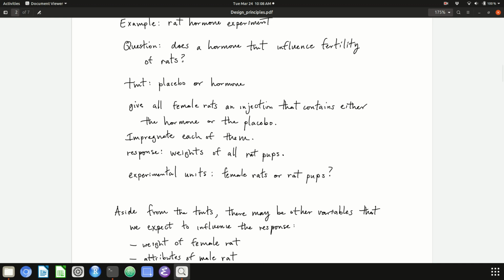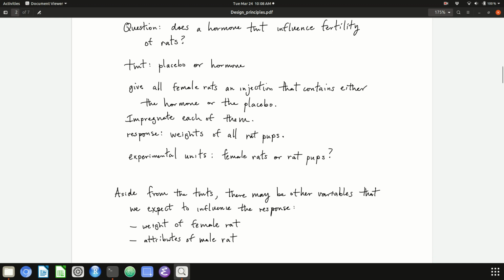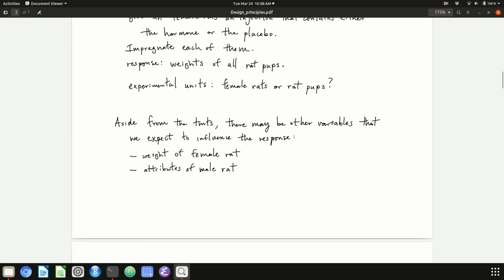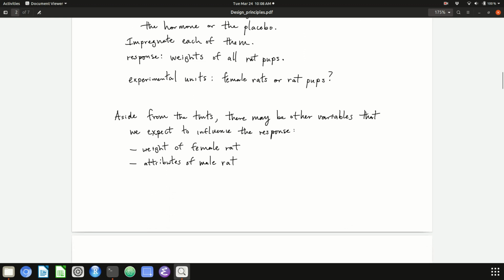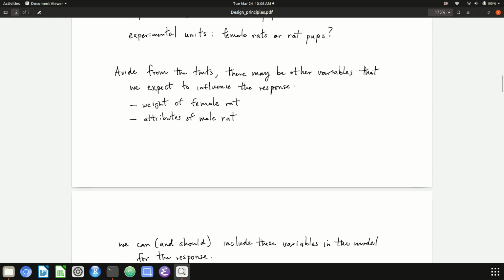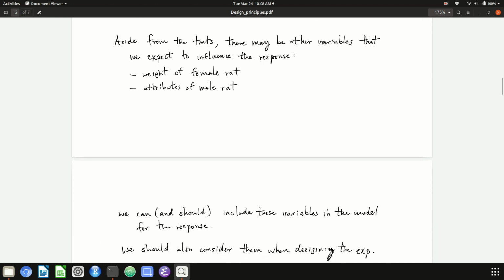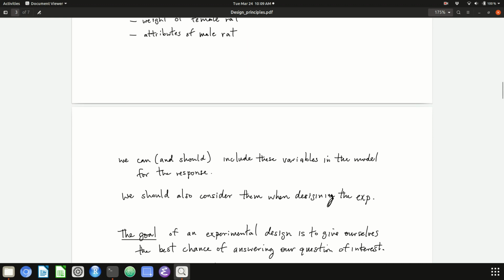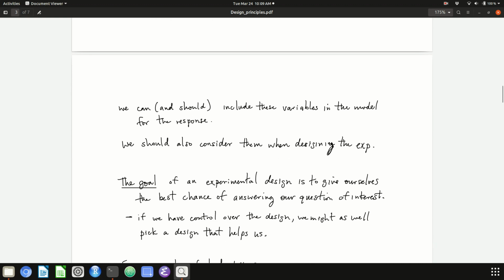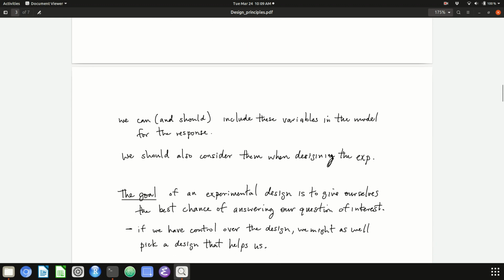Okay. So aside from the treatments, there may be other variables that we expect to influence the response. Just for example, the weight of the female rat or attributes of the male rat that's used to impregnate the female rat. When we go to model the outcome, the responses, we can and should include these other variables in the model. And we should also consider these other variables when designing the experiment.